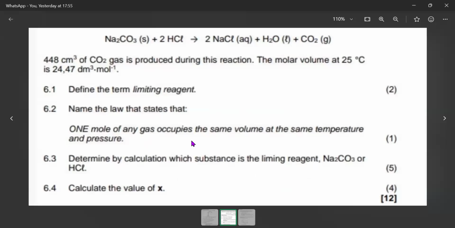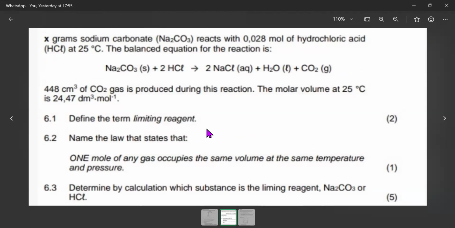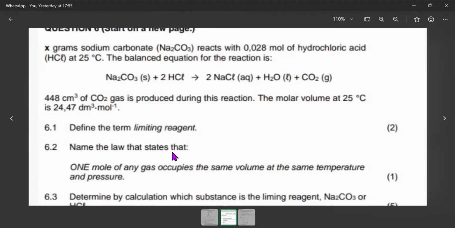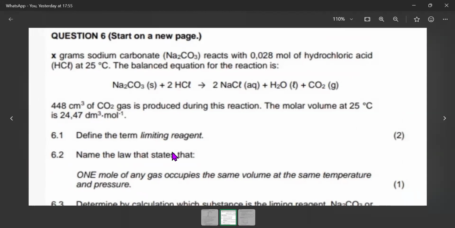Then the last question says, calculate the value of X. So, well, we know that X is actually the mass of sodium carbonate that reacted with hydrochloric acid. Okay. Now the question is, how do we calculate the mass of this sodium carbonate? That's a very good question. Well, remember the most important thing. What is that?